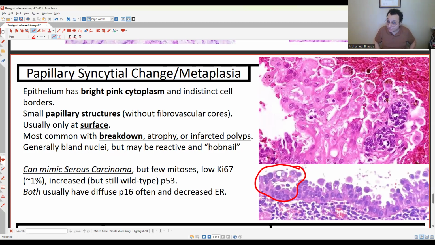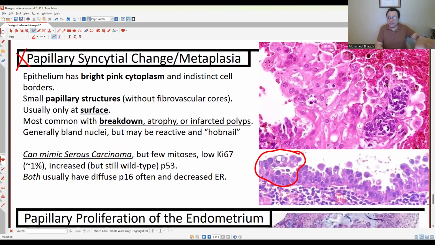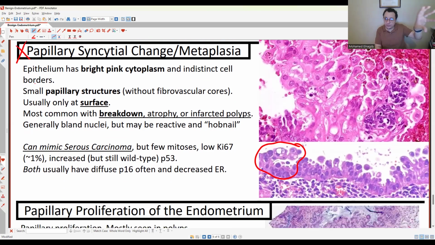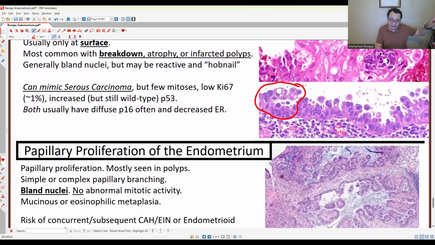All of this is not malignant. Although the cells look really ugly here, the cells look really pleomorphic here, they can mimic carcinoma, especially serous carcinoma. And that's why you need to do Ki67 and maybe P16, P53. And I will talk about this again when I talk about the serous carcinoma. So don't bother learning them right now. I will put it in the differential of serous carcinoma later.